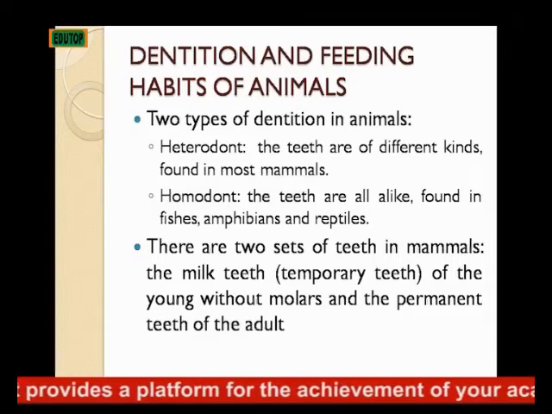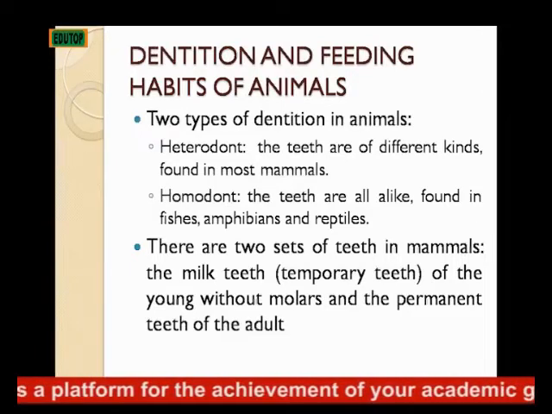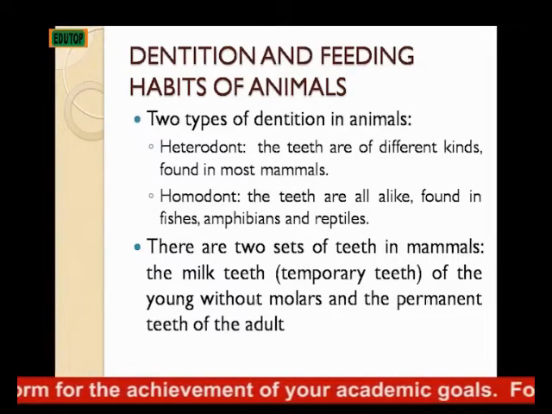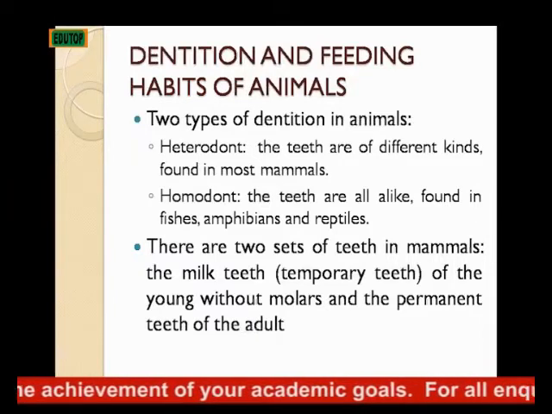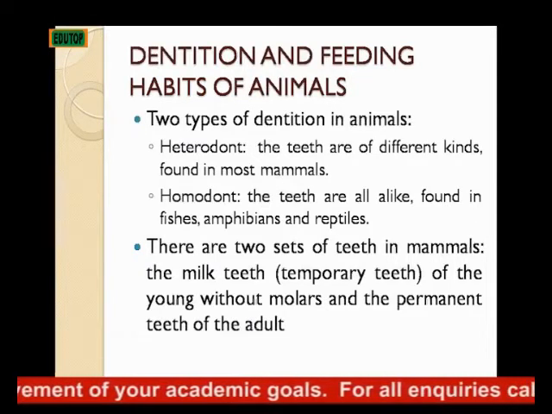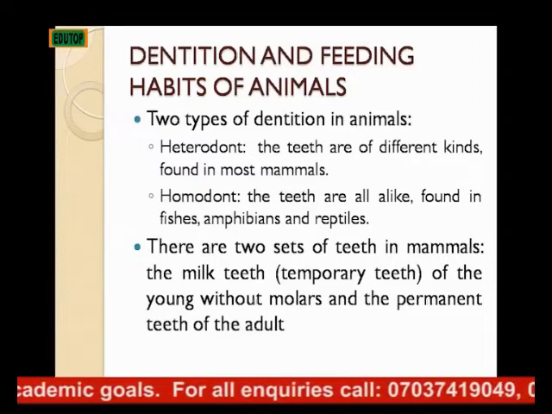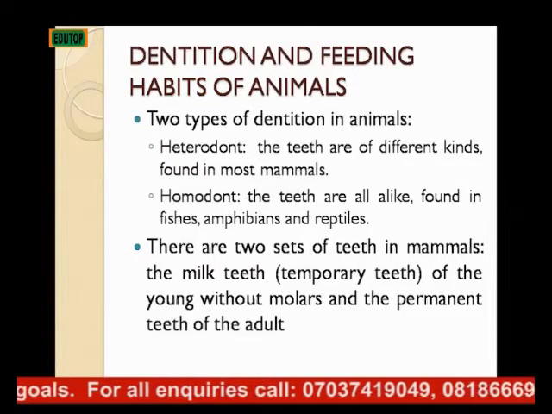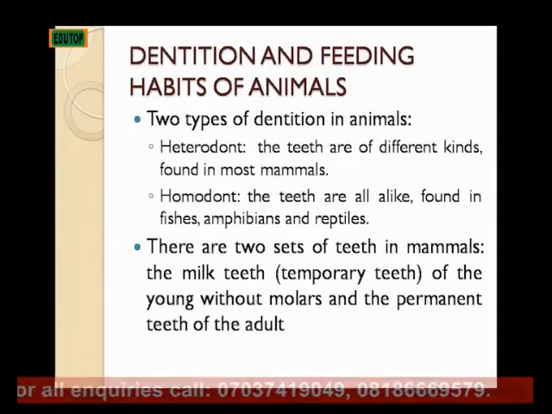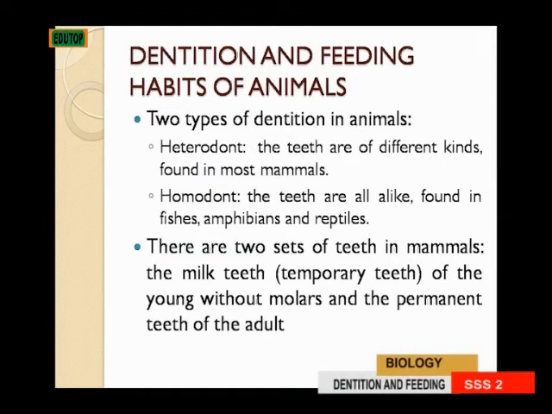The shape and the size are the same in homodont dentition, and you can find this in fishes, in amphibians, in reptiles. So they have the same type of teeth. But mammals that have heterodont dentition have different kinds of teeth. Then also we have two sets of teeth in mammals.